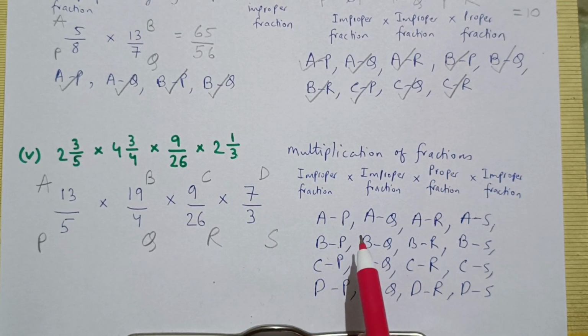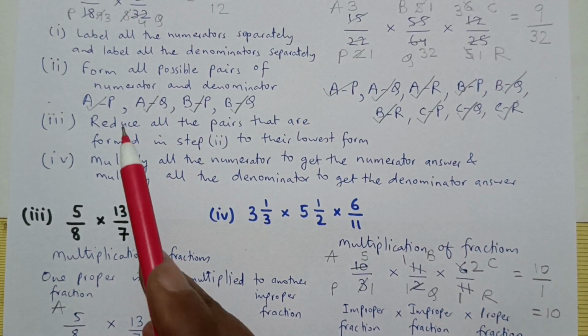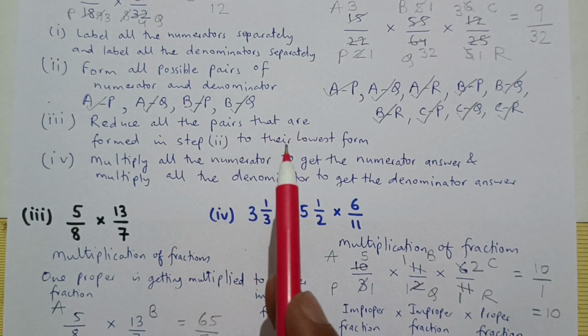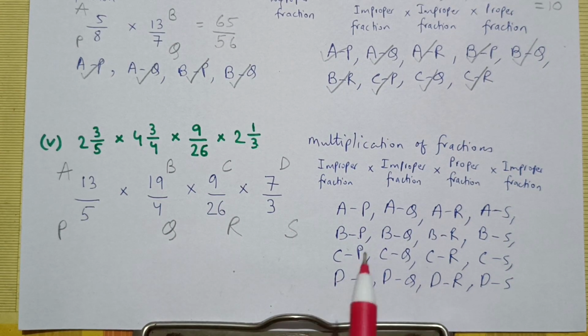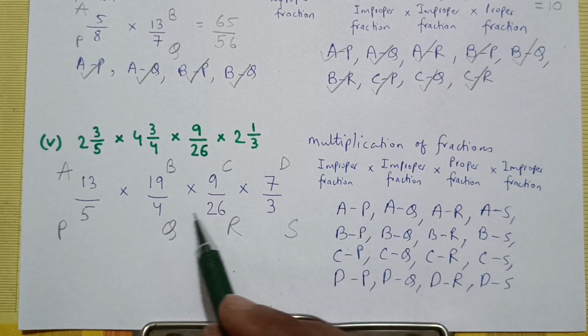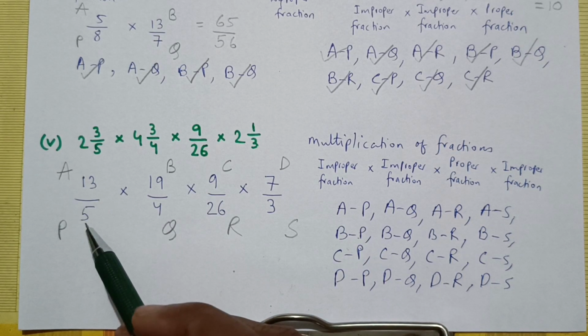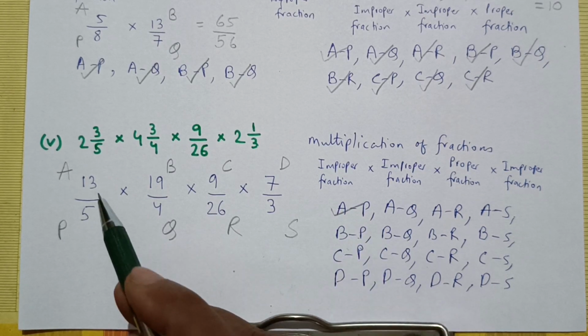So we have formed all possible numerator denominator pairs. The next step is to reduce all the pairs that are formed in step 2 to their lowest form. So now we have to reduce all these pairs of numerator denominator to their lowest form. The first numerator denominator pair is AP, so 13 by 5. 13 by 5 you cannot reduce any further. This is already in its lowest form.